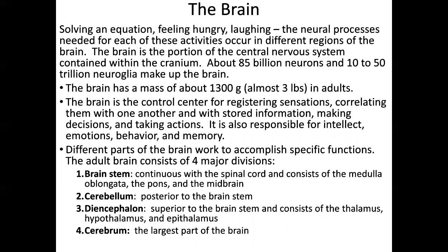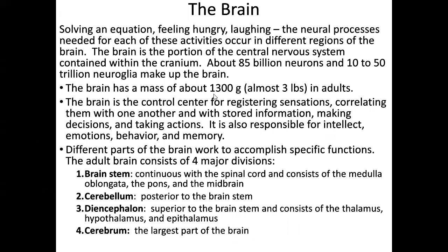We're going to describe our brain as a portion of our central nervous system contained within the cranium, made up of about 85 billion neurons. That's an incredible number. Even more incredible is the number of neuroglia. 10 to 50 trillion neuroglia make up our brain. And that's a lot of cells. Remember neuroglia, like those astrocytes and ependymal cells, are the supporting cells. The neurons are the ones that we talked a lot about in our last lecture, performing action potentials.